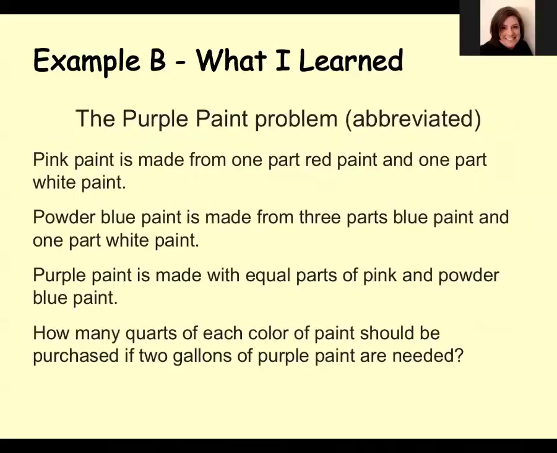So here's an example. This is the problem that the students were working on. They had to make purple paint, and pink paint is made from equal parts of white and red paint. And then powder blue paint is made from 3 parts blue paint to 1 part white paint. And purple paint is made with equal parts of the powder blue and the pink, thank you.